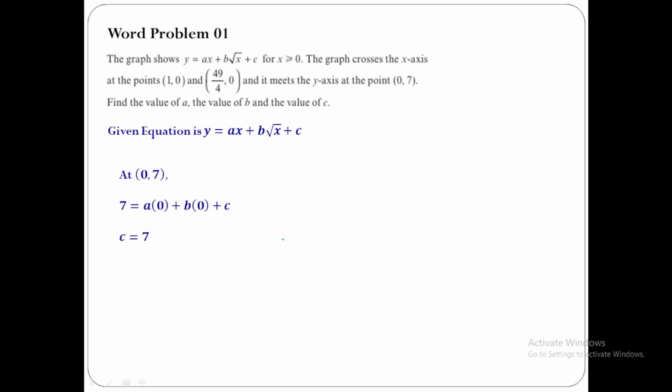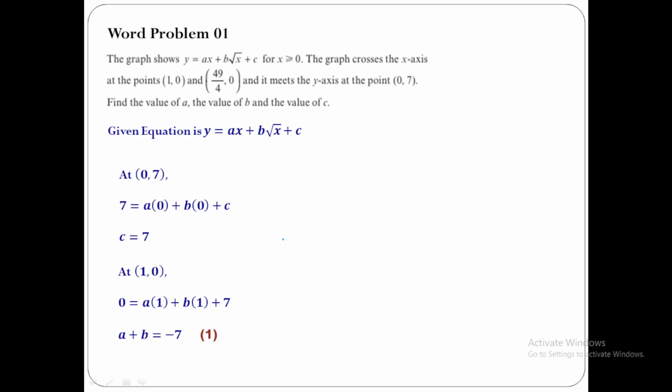Okay, let's substitute first the point (0, 7) into the given equation. We substitute x is 0 and y is 7. A times 0 is 0, b times 0 is 0. So c is equal to 7. This is the first value we get. Next, we have to substitute (1, 0) in the equation.